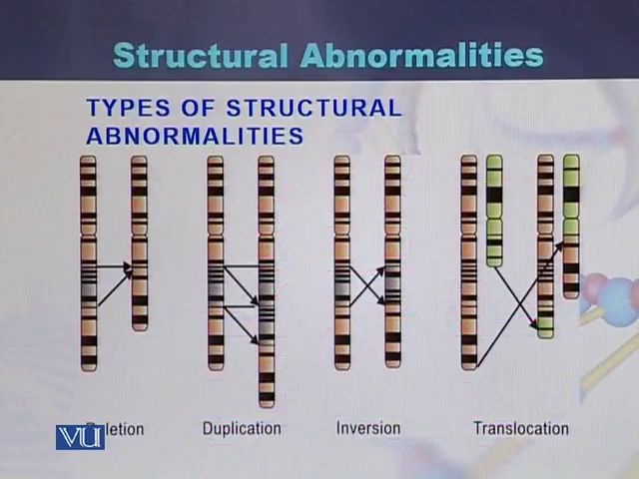Types of the structural abnormalities, here we can see that the deletion, duplication, inversion and translocation. In case of deletion, this fragment of the chromosome has been deleted. In case of duplication, this fragment has been duplicated. This was the fragment, and this fragment appears as a second time. So this process is called as duplication.